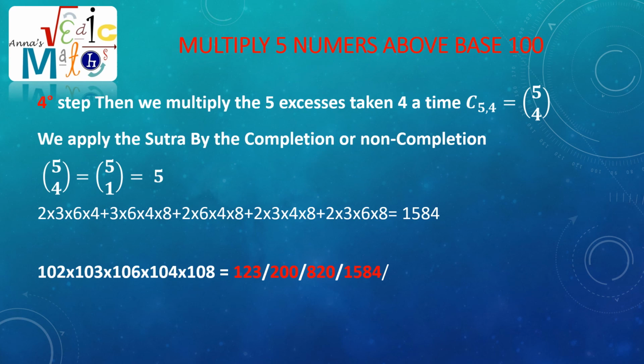Fourth step is to multiply the 5 excesses taken 4 at a time. So we have combination 5, 4. Yes, we use always the Sutra by completion or non-completion. Combination 5, 4 is equal to combination 5, 1, it is 5. So we have 5 possibilities and we have 1584.